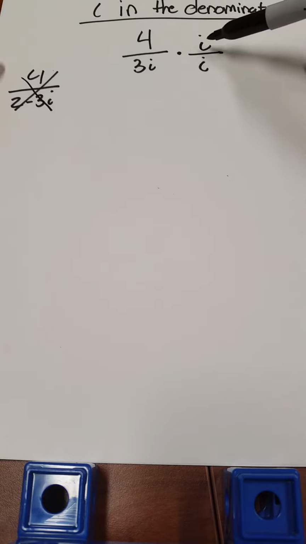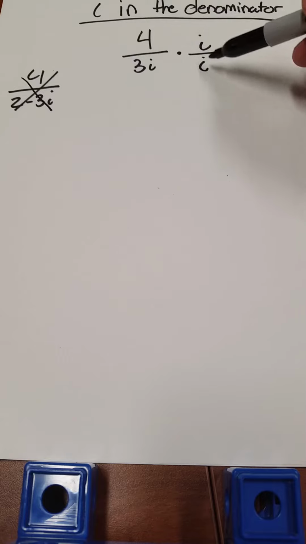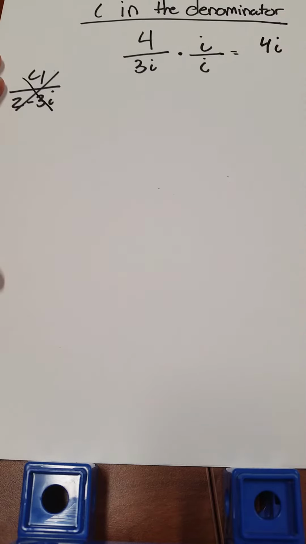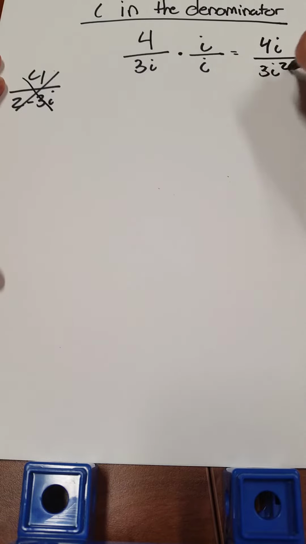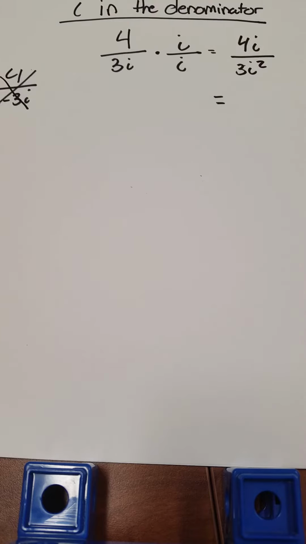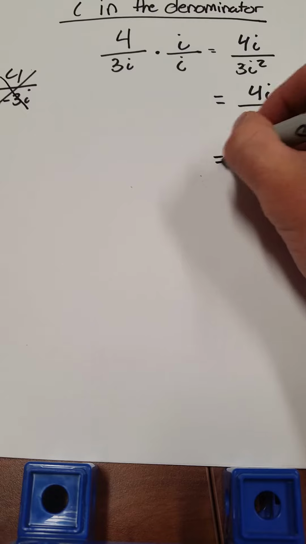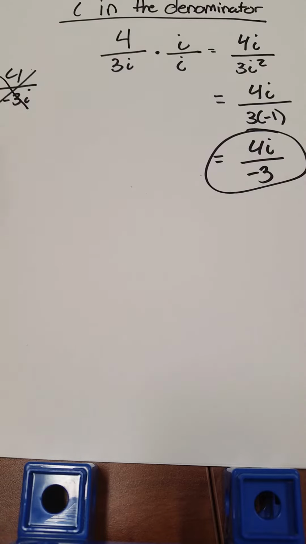Well, why can we do that? Well, i divided by i is just 1. So we can multiply anything we want to by 1. So we're just going to multiply by i over i. 4 times i, 4i. 3i times i is 3i squared. If you think back to what we've been doing, you'll realize that i squared is equivalent to negative 1. So we have 4i over 3 times negative 1. So 4i over negative 3, and that would be your final solution.